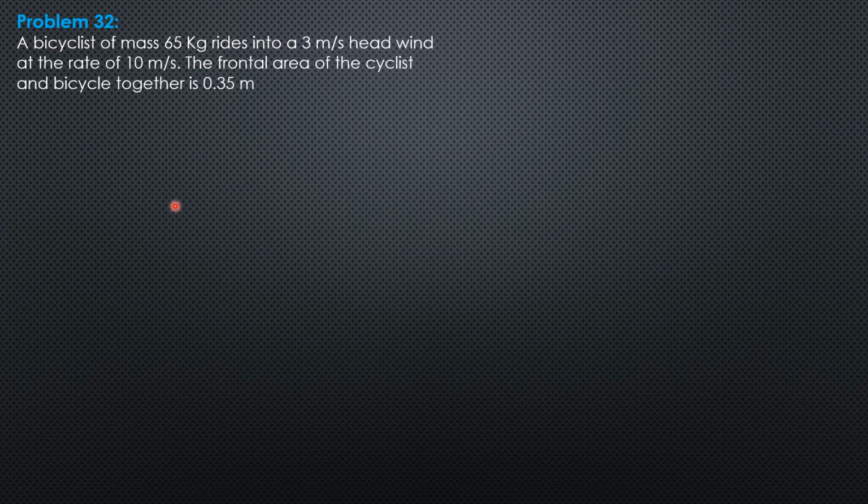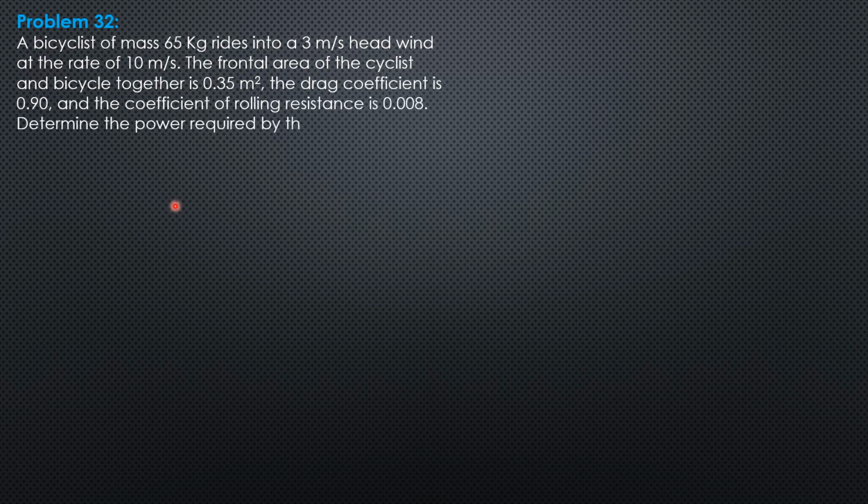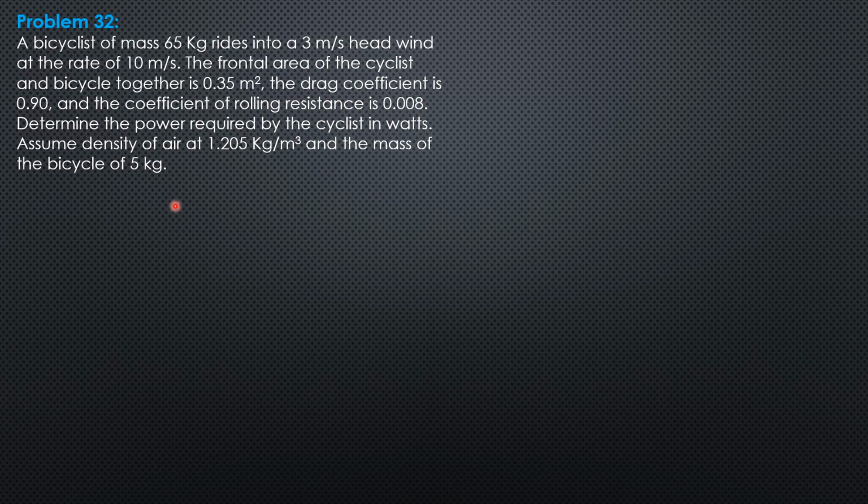Example 32. A bicyclist of mass 65 kilograms rides into a 3 meter per second headwind at the rate of 10 meters per second. The frontal area of the cyclist and bicycle together is 0.35 square meter. The drag coefficient is 0.9 and the coefficient of rolling resistance is 0.008. Determine the power required by the cyclist in watts.